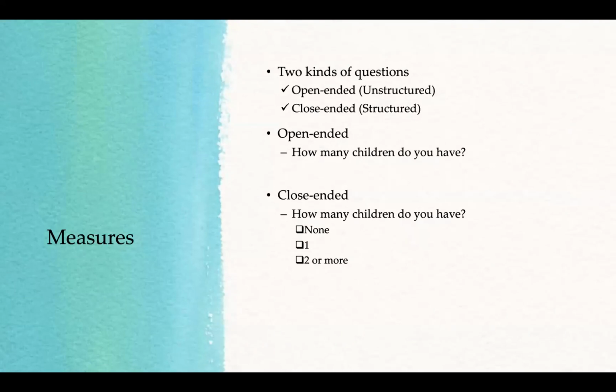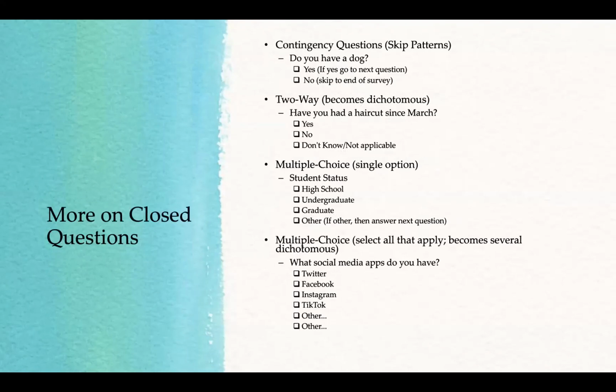So there's two kinds of questions. They're open-ended and they're close-ended. So if you do any kind of data mining or EHR analysis, they're unstructured or structured. So same question, open-ended, close-ended. And then some more, now the rest of these are for closed questions. So some more specific types. This is called a contingency question. So this is basically if you add a skip pattern.